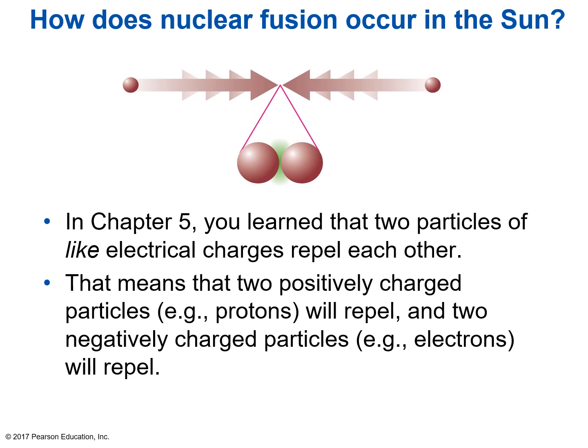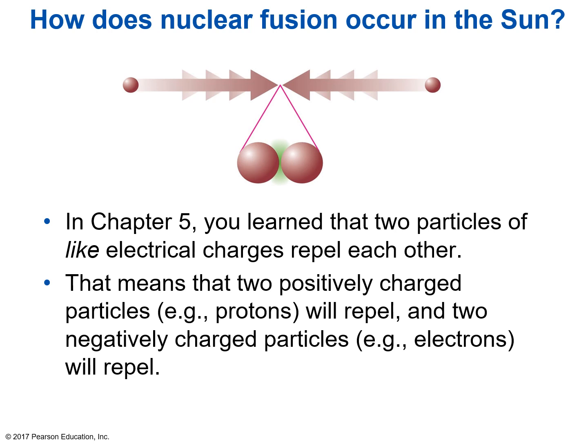We'll first look at how nuclear fusion occurs in the sun. In chapter 5, you learned that two particles of like electrical charges repel each other. So remember, opposites attract and like charges repel. In the picture above, you can see two protons. If they are coming at each other, they will repel each other. They will want to turn around and go in opposite directions.